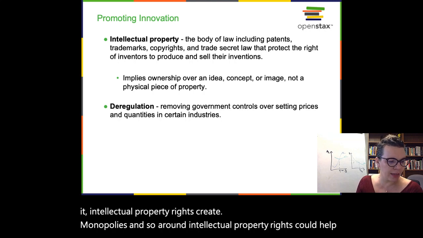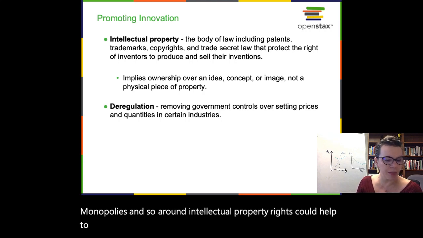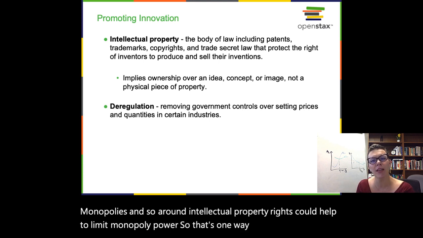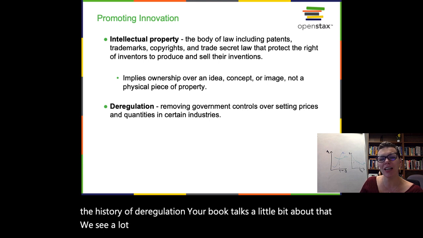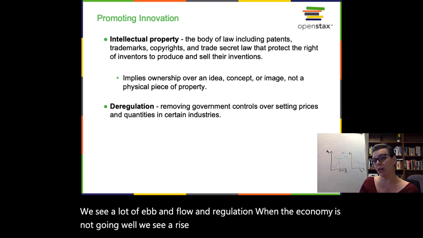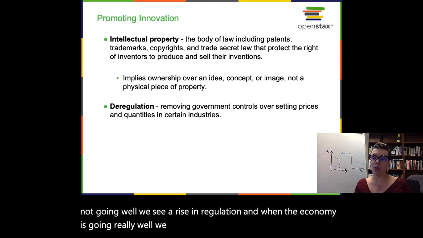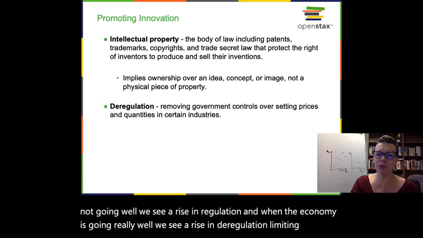Generally, when we think about deregulation, we can think about the history of deregulation. Your book talks a little bit about that. We see a lot of ebb and flow in regulation. When the economy is not going well, we see a rise in regulation. And when the economy is going really well, we see a rise in deregulation, limiting the government control of the economy. So let's move on.